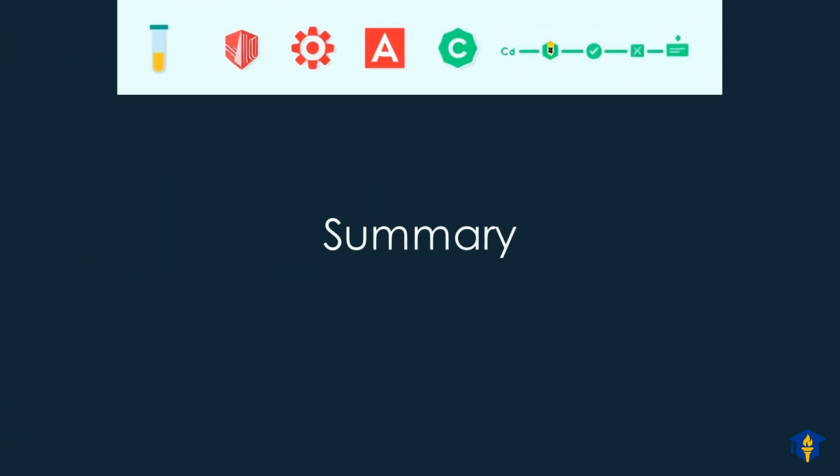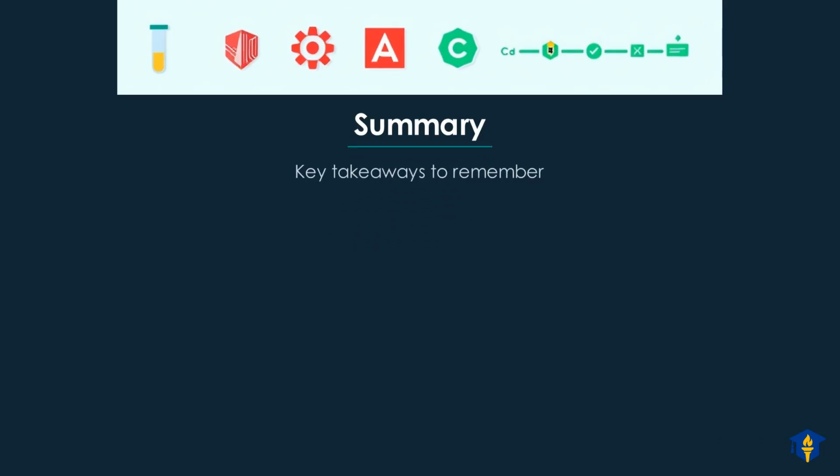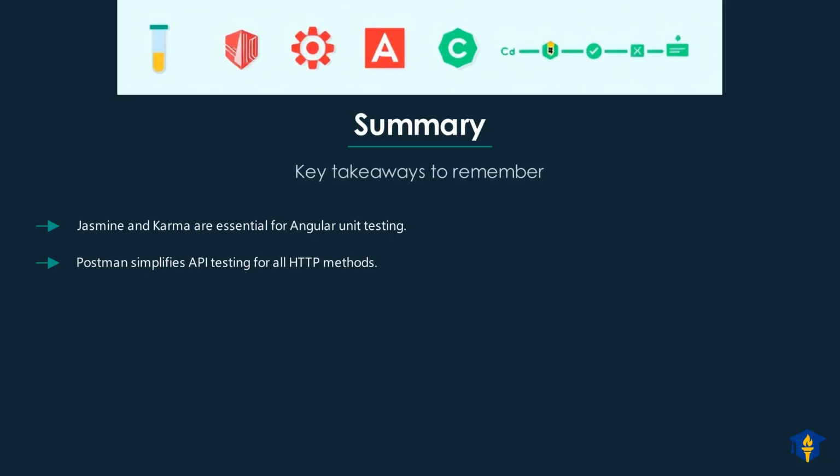We have covered a lot in this module, so let us review the key takeaways. These are the most important points that you should remember from our discussion. Remember that Jasmine and Karma are essential tools for effective Angular unit testing. Postman simplifies API testing, supporting all HTTP methods for comprehensive validation.